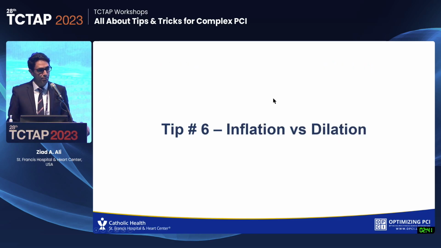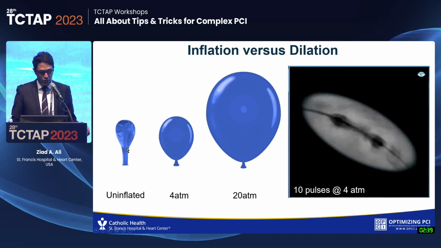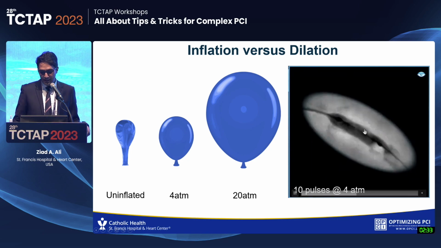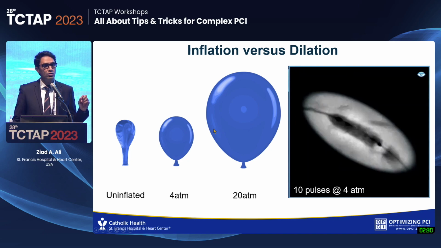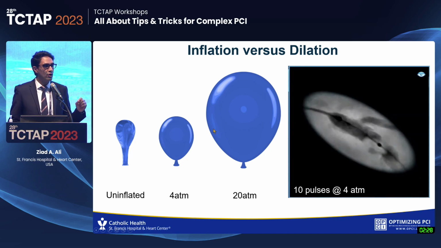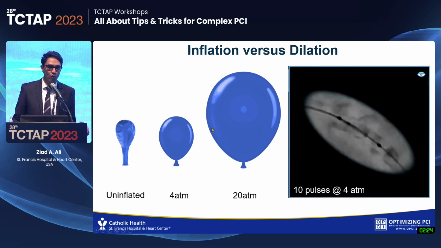Tip number 6 is important. There's a strong difference between inflation and dilation. IVL is an inflation at 4 atmospheres. It is not dilating the lesion. And that's important in terms of safety and why you can use a bigger balloon. You can use a bigger balloon because you cannot perforate an artery at 4 atmospheres of pressure.